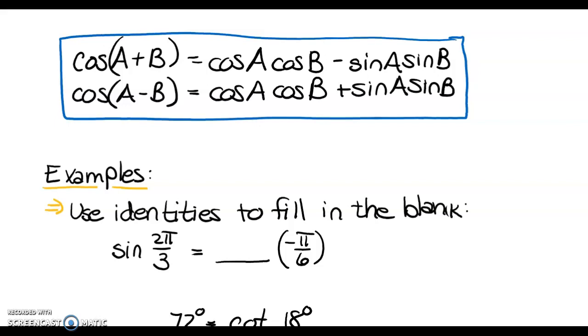In this video, we're going to continue examples from chapter 5.3, and I just want to remind you of the sum and difference identities for cosine. Cosine of A plus B equals cosine of A cosine of B minus sine of A sine of B. Cosine of A minus B equals cosine of A cosine of B plus sine of A sine of B. And just as a reminder, in these formulas, our signs are different from here to here.